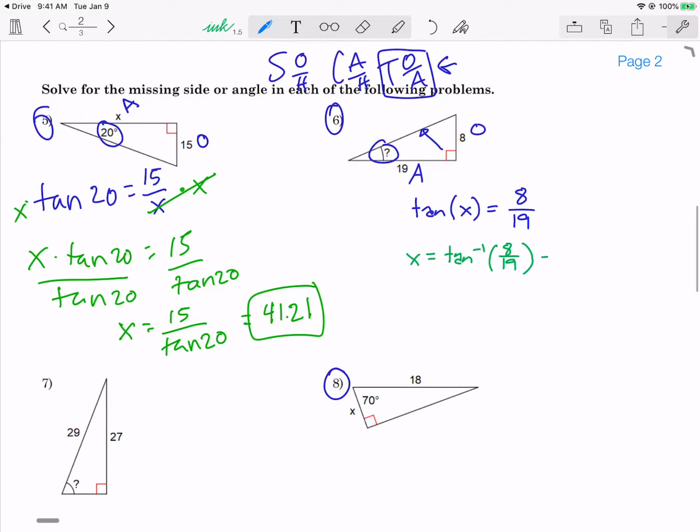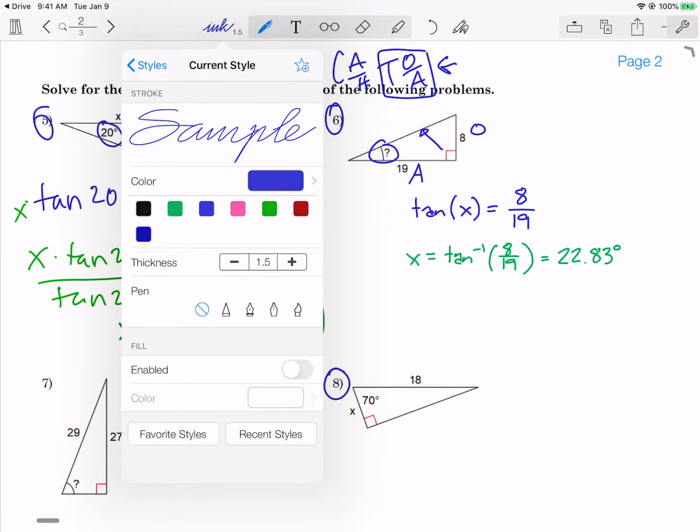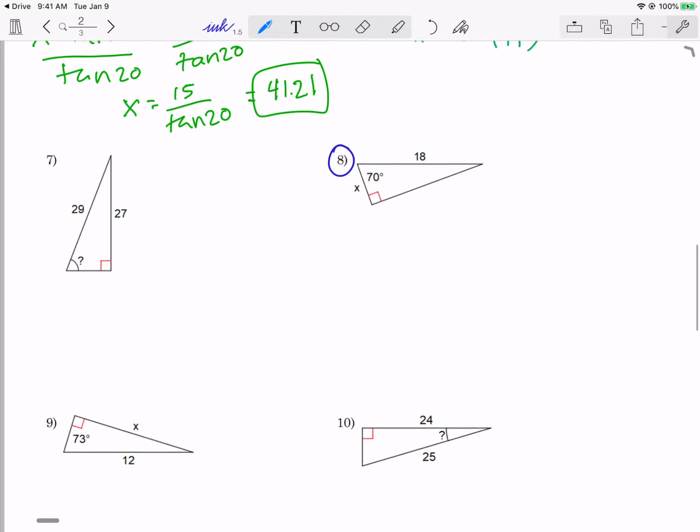So when I'm solving for an angle, I better get an angle. Type this in my calculator. 22.83 degrees. Boom. All right, number 8, here we go.